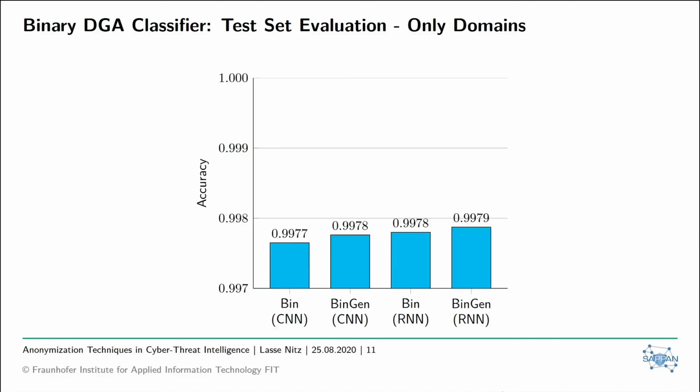In this diagram, you can see the initial results for the binary DGA classifier, and as you can see, this achieves rather high accuracies. It might seem at first that applying URL generalization actually improves the accuracy of the machine learning classifiers. However, in practice, this is probably the result of randomness in the machine learning process. Overall, in all observed cases, applying URL generalization for the goal of binary DGA classification did not have a notable impact on the accuracy.